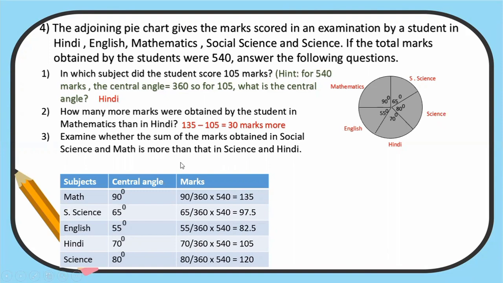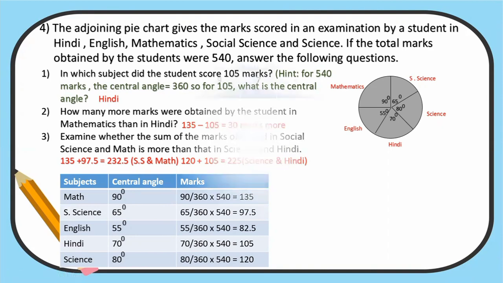The next question: examine whether the sum of the marks obtained in social science and math is more than that in science and Hindi. So social science 97.5 and math 135. First you have to add these. That is 232.5. Then science and Hindi, 120 plus 105, 225. So social science and math have more marks, 232.5. Hope it is clear.